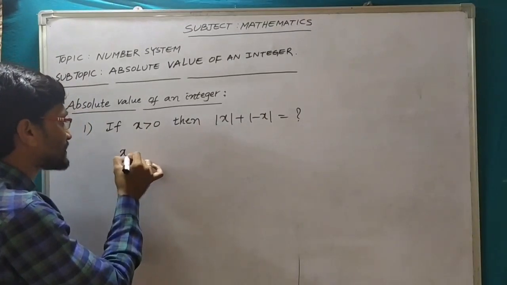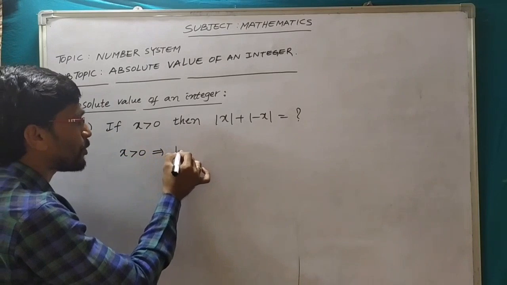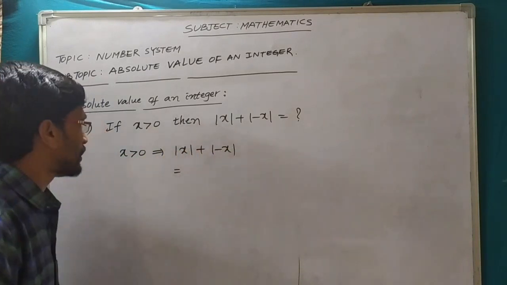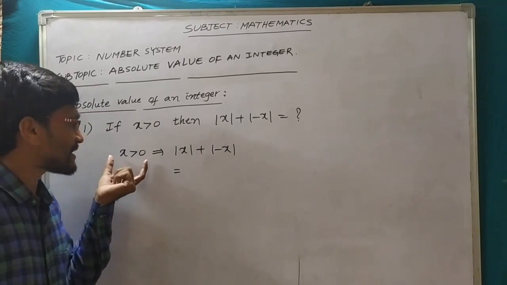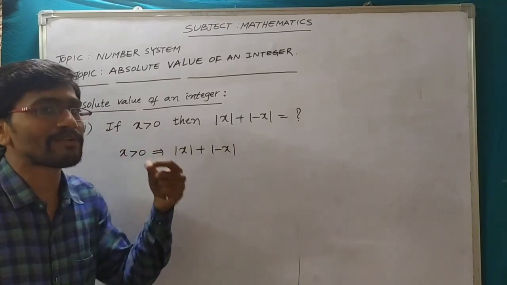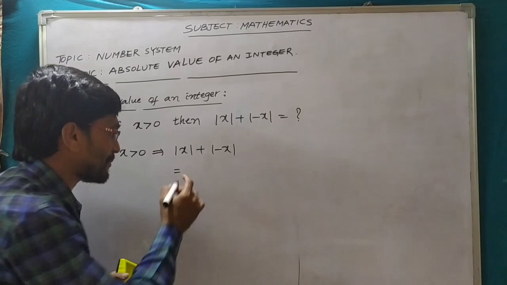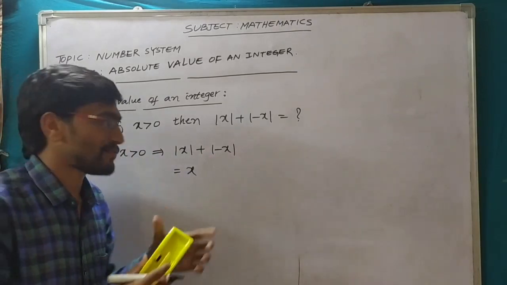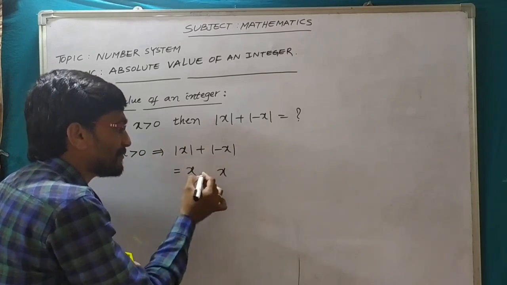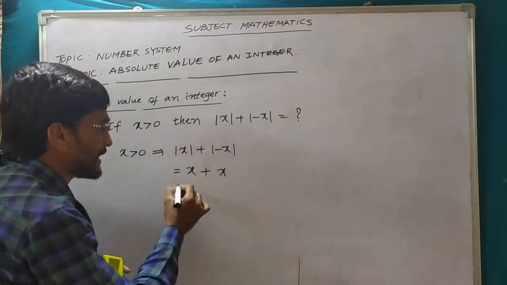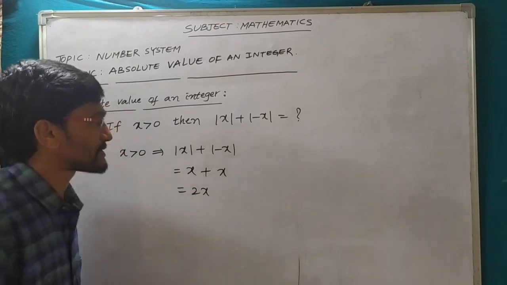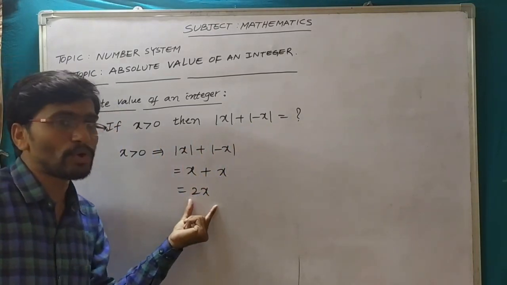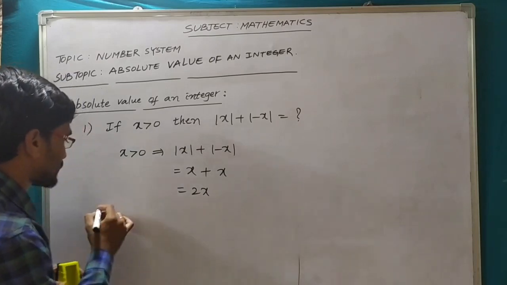If x is greater than 0, then modulus x plus modulus minus x is equal to, previously we discussed, if x is greater than 0, then modulus x is nothing but x. Modulus minus x is also x. In between them, we have plus. x plus x is equal to 2x. If x is greater than 0, then modulus x plus modulus minus x is equal to 2x. Right? Next, second one.